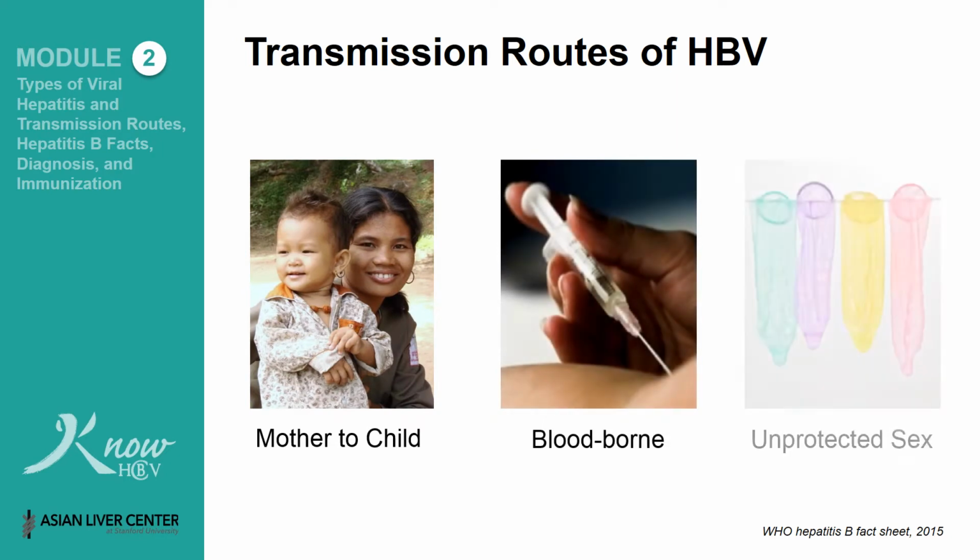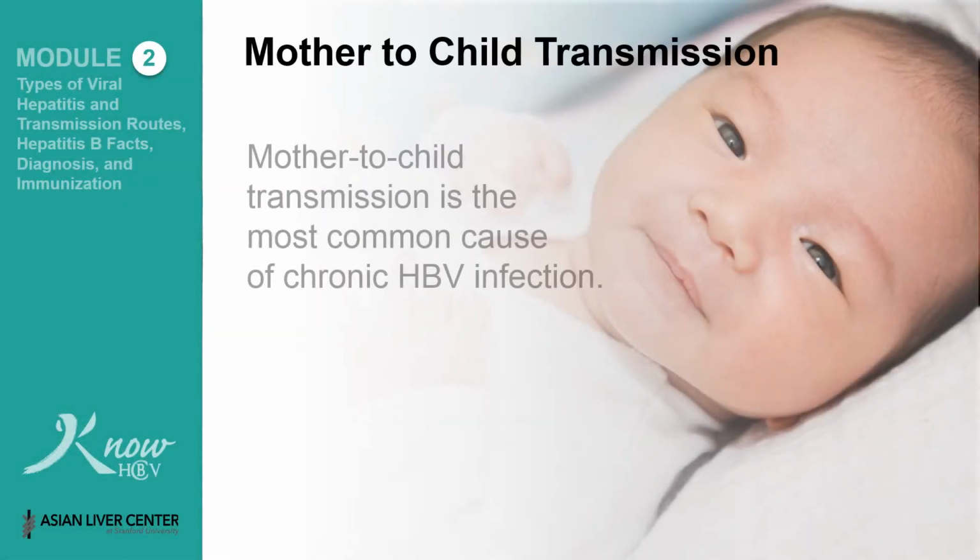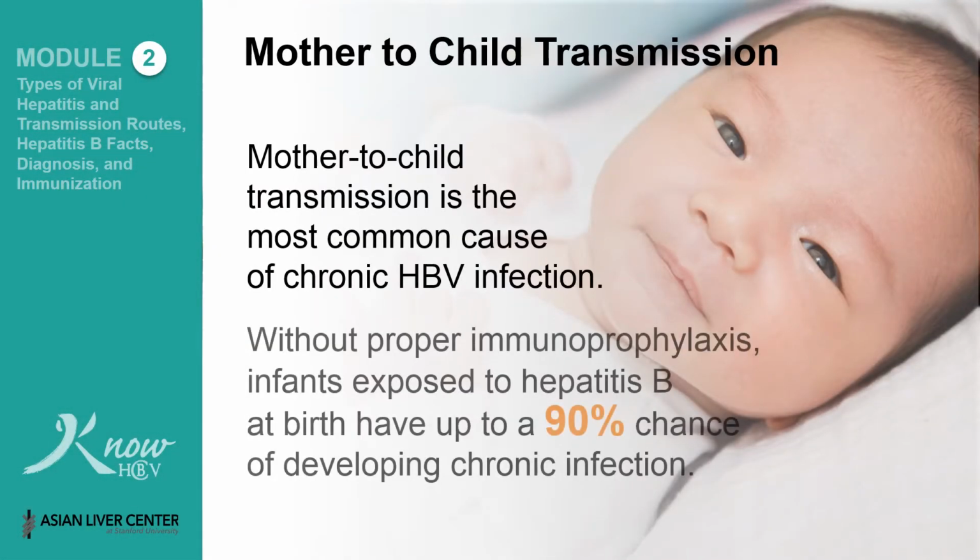So, how is the hepatitis B virus transmitted? HBV has 3 main transmission routes: birth from an infected mother to a newborn, blood, and unprotected sex. HBV can be transmitted from a chronically infected mother to her child during the birthing process. Mother-to-child transmission at birth is the most common cause of chronic hepatitis B infection in the highly endemic Asian countries. Without proper immunoprophylaxis, infants exposed to hepatitis B virus at birth have up to a 90% chance of developing chronic infection. Note that chronic hepatitis B is not a hereditary disease.